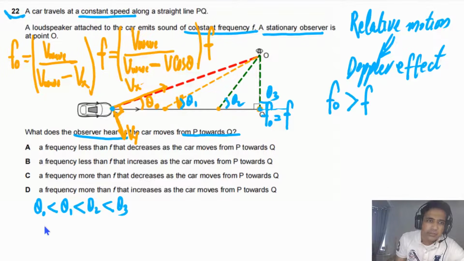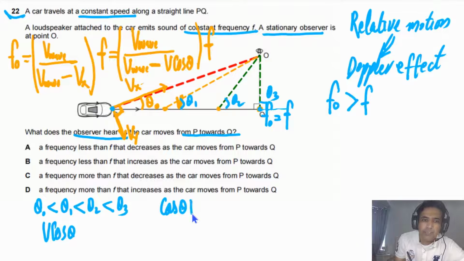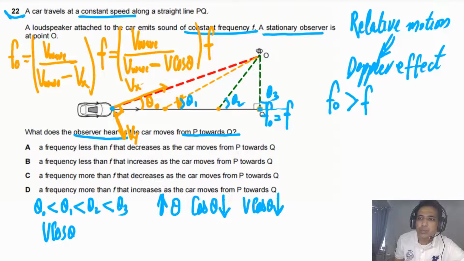As theta is increasing, how about V cosine of theta? First of all, we have to look at cosine theta. If the angle increases, cosine of theta decreases. Let me write it in a slightly different way. If theta increases, cosine of theta decreases. As cosine of theta decreases, it means that V cosine of theta decreases. So these are the points you need to understand.